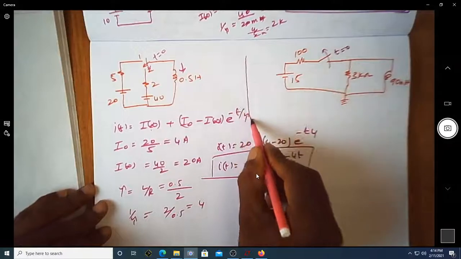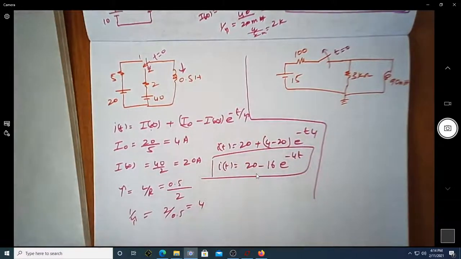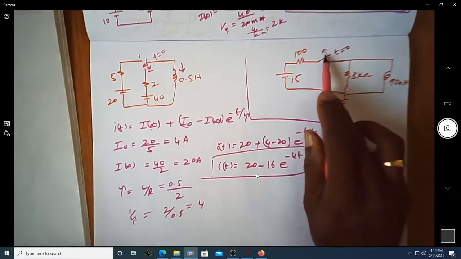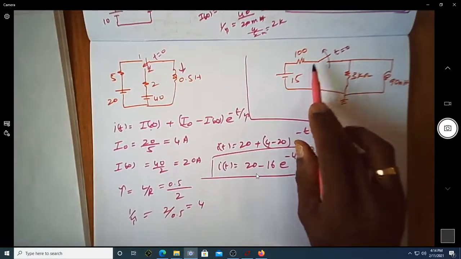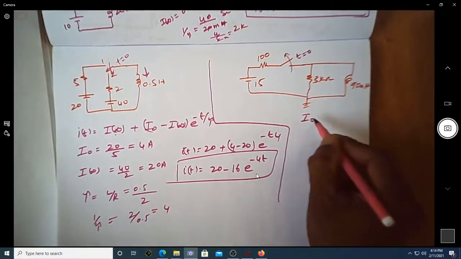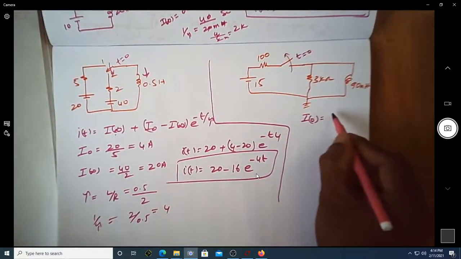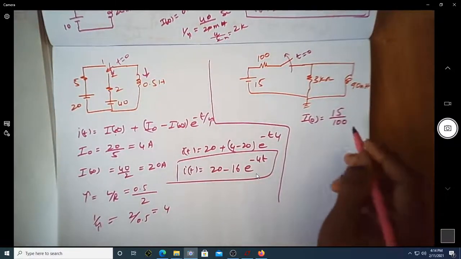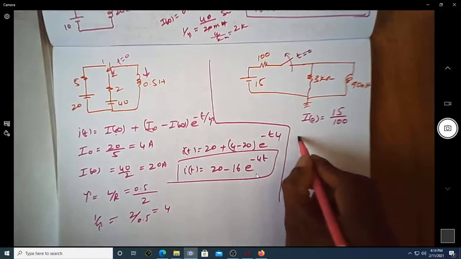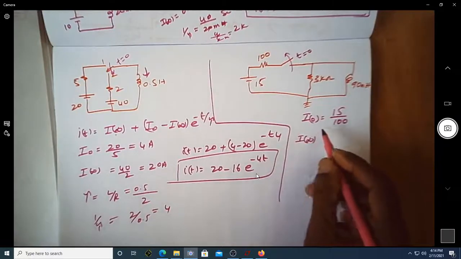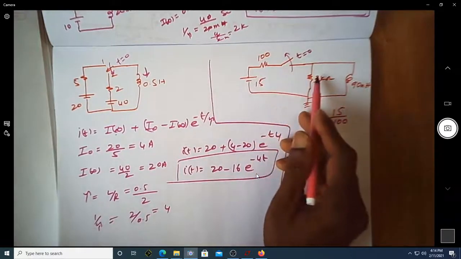Okay, let us try to understand how to solve this particular problem. At t less than 0, we will be connecting this, so we will have a current. Let me find I naught here. I naught is equal to 15 divided by 100, so 15 divided by 100 is the value of I naught. There is no I infinity here because you don't have a source.